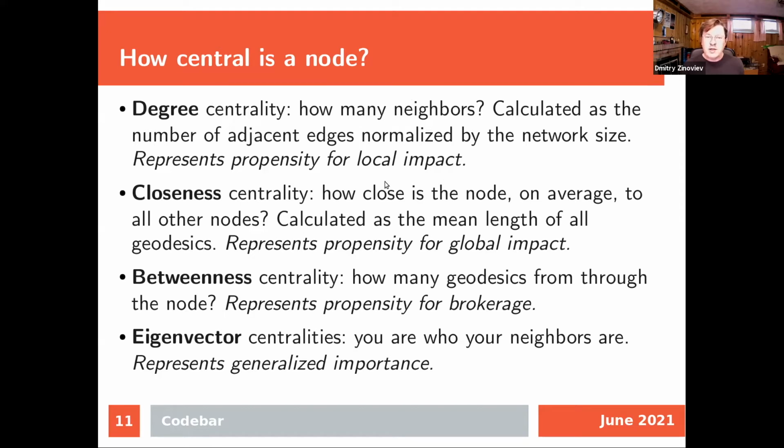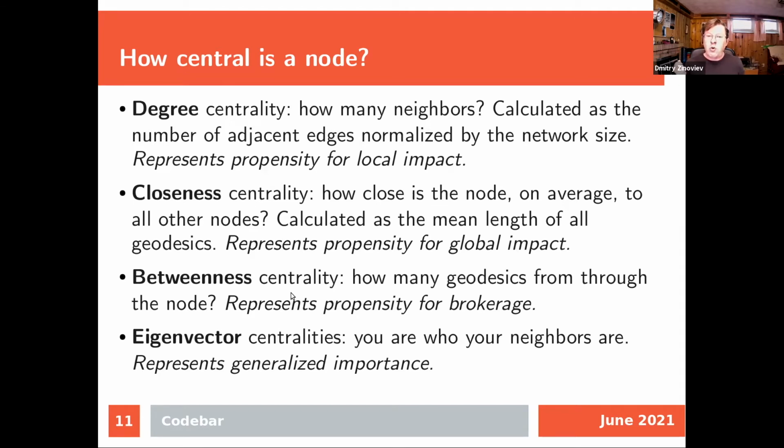Closeness centrality tells how close is the node on average to everyone else, not just to immediate neighbors, but to the whole network. This usually measures the propensity for global impact. Let's hope that our friends or neighbors in the network are cooperative. So if you shout something, they re-shout it to their neighbors. How long would it take for your message to reach the rest of the network, assuming that members of the network are cooperating. The betweenness centrality measures your propensity for brokerage, controlling the data flows.